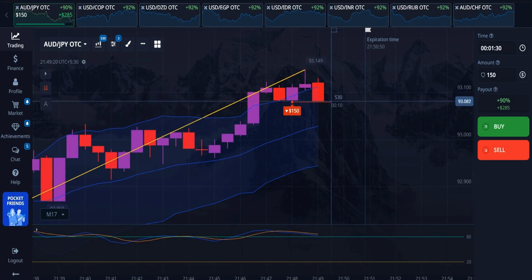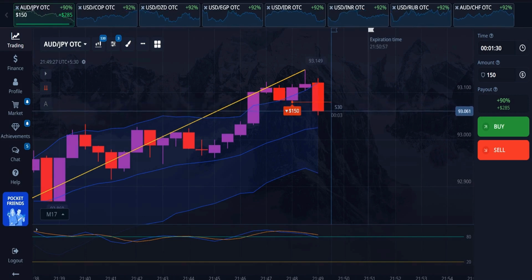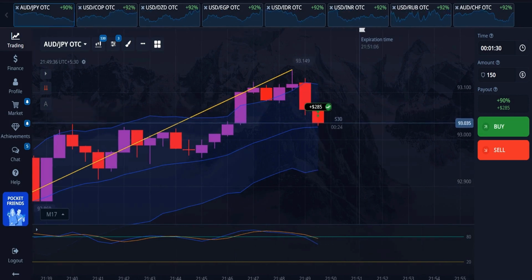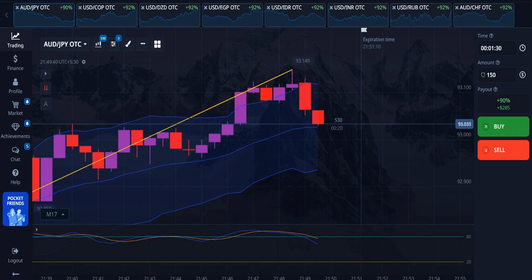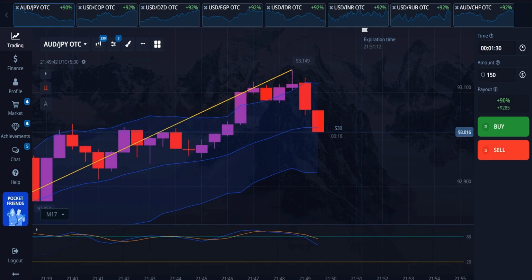That's why we wait for the price to be near the top line of the Keltner channel for a stronger sell signal. As you can see, the price moved exactly as we expected, and the trade was successful. This is how you can use this strategy to make consistent profits in the OTC market.